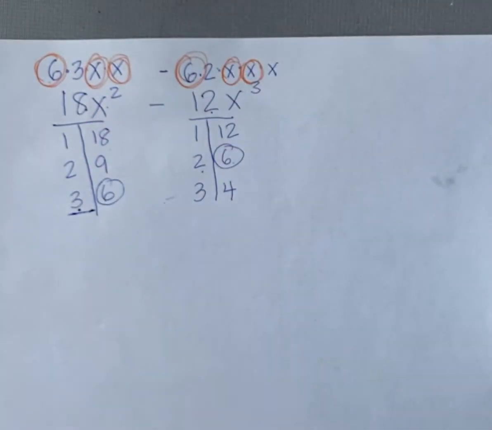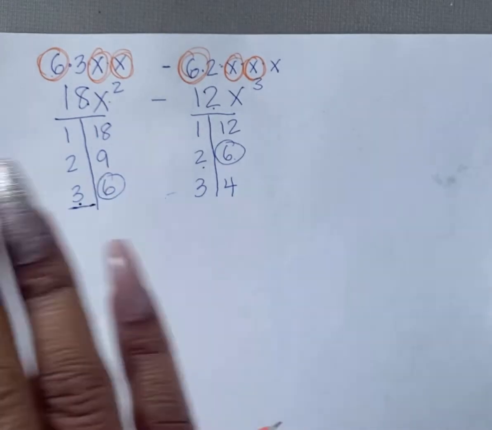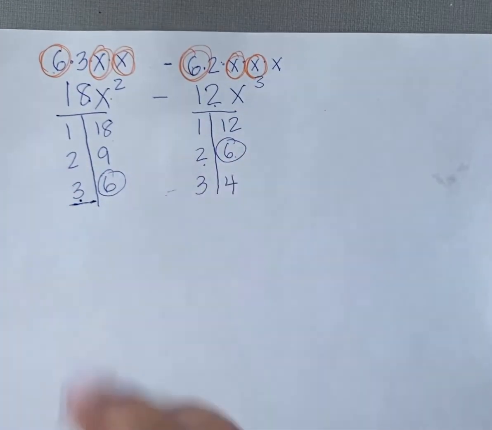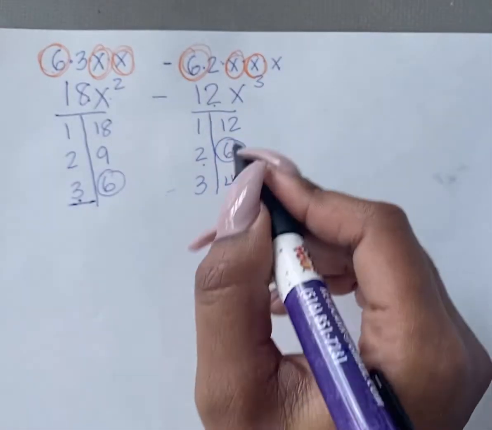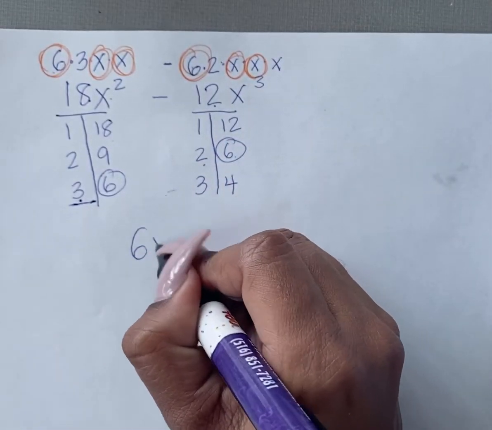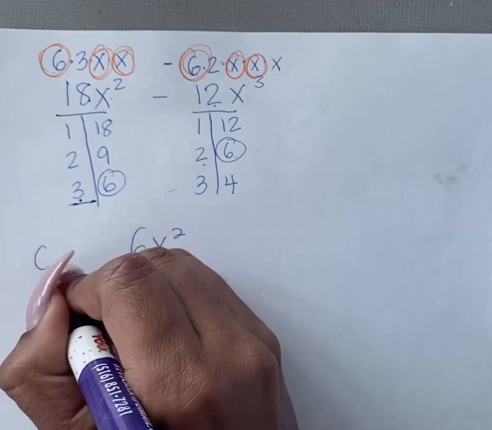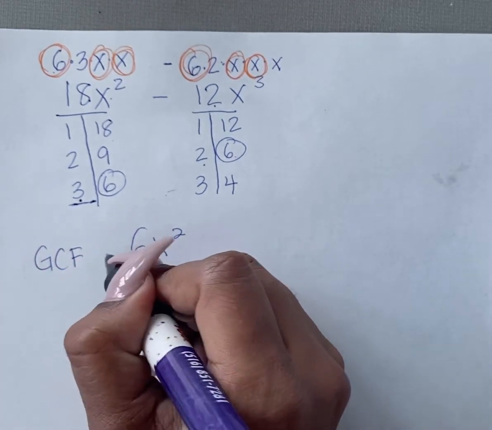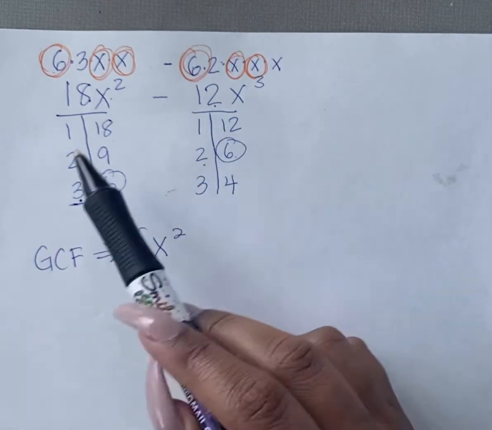Everything that is circled has to be able to be circled on both sides. So I circled 6 and I circled 2 x's. And that gives me 6x squared. And this is your greatest common factor of the polynomial.